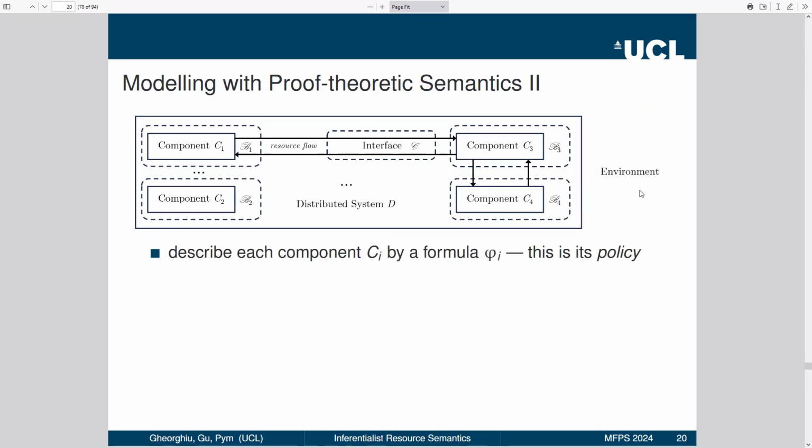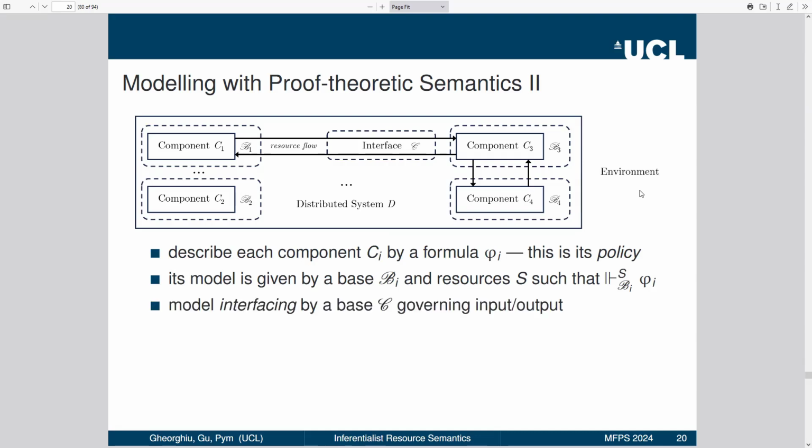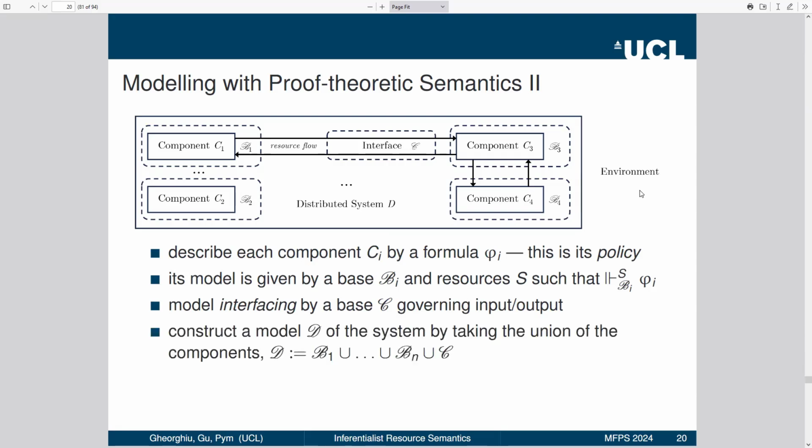Okay. So each component is described by a formula that says what goes on with that component. And then you model the component using a base and a set of resources that support that formula, including the interfacing. And you can then construct a model of the whole system D by taking the union of these component parts, including their interface. So it's quite compositional, and that's nice.